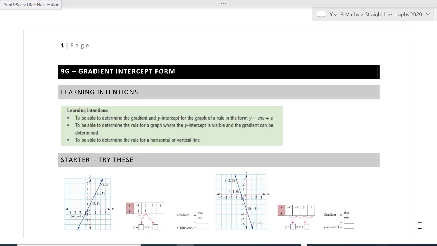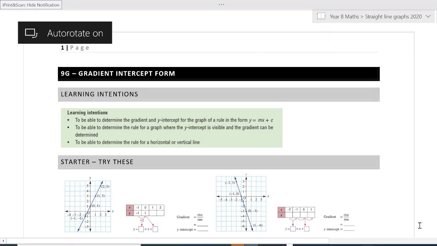Hi girls, in this video I'm just going to go through a little bit of 9G gradient intercept form, but I'm making the assumption that you've done as I asked, and that was to work through the self-directed task on gradient intercept form and also some of 9F.